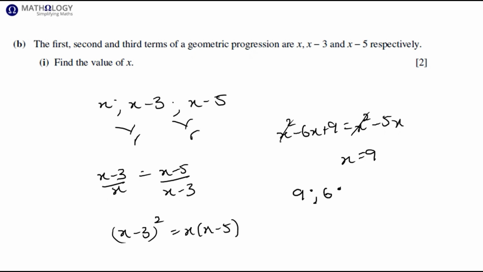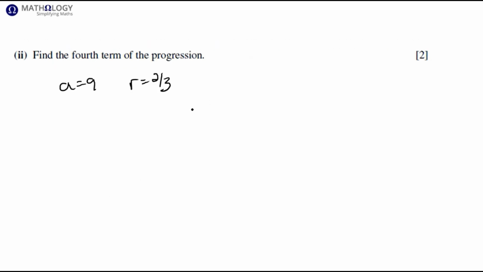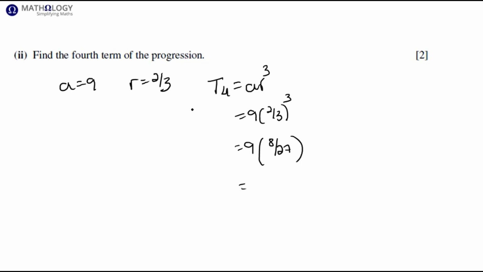The sequence is therefore 9. 9 minus 3 is 6. And then 9 minus 5, 4. Common ratio is 6 over 9, which is 2/3, which equals 4 over 6. A is 9 and r is 2/3. We're required to find the fourth term of the expression. So the fourth term of a GP is given as ar cubed. So it'll be 9 times 2/3 cubed. 9 times 8 over 27, which is 8 over 3.